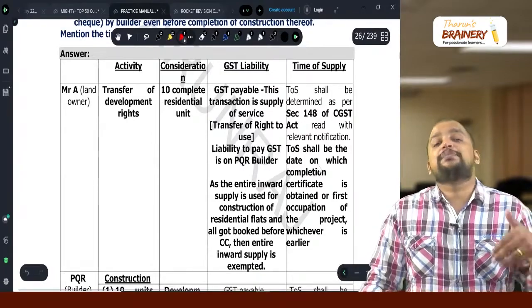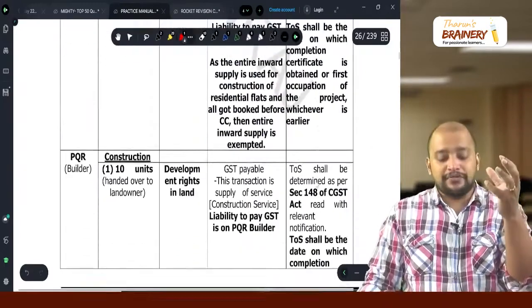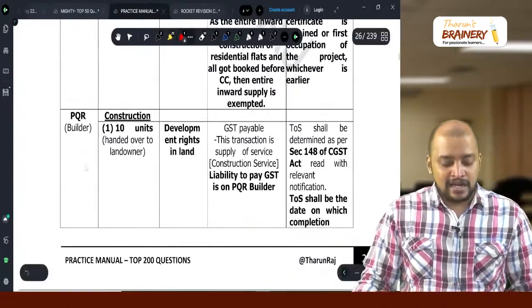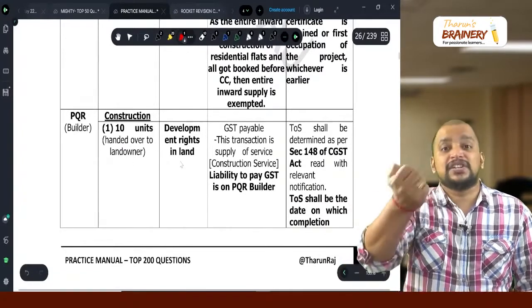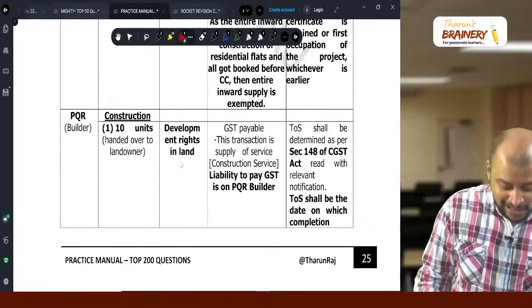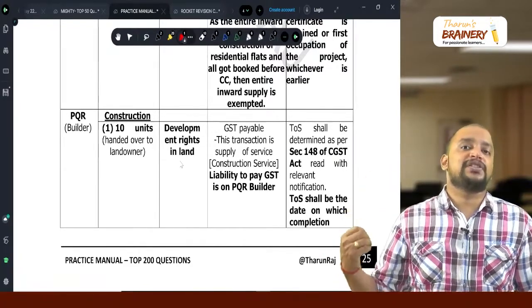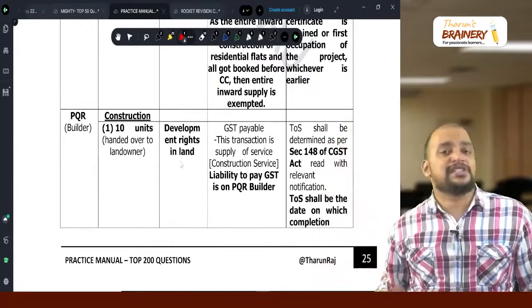Now, outward supply of the PQR builder. In total, how many units have they constructed? 25. Out of the 25, 10 they are giving to Mr. A. Now, PQR builder hands over 10 to the landowner. What is the consideration? Development rights. What will be the time of supply? Again, special provisions: completion certificate or first occupation, whichever is earlier, because the value of these 10 flats is known only at the time of completion certificate.